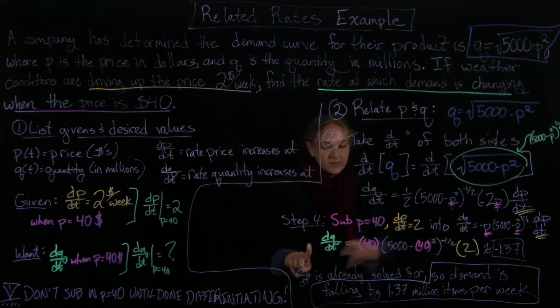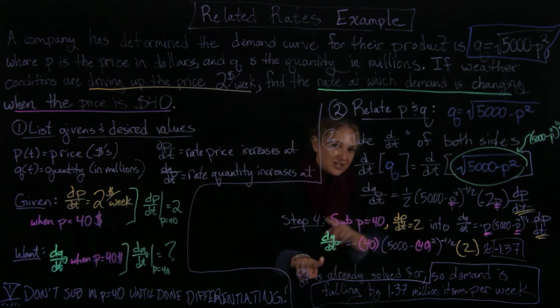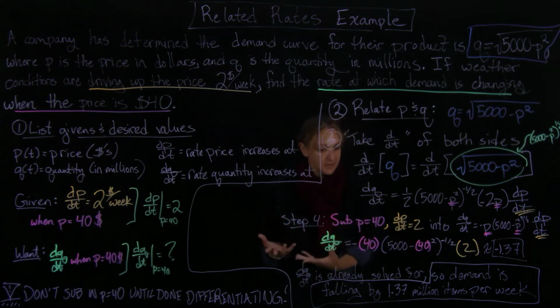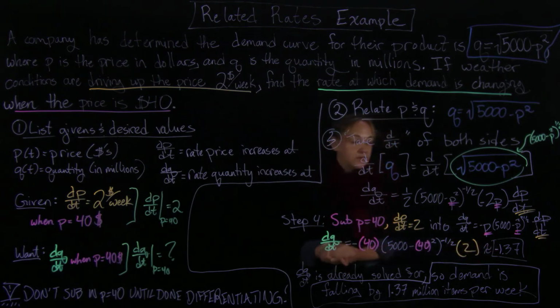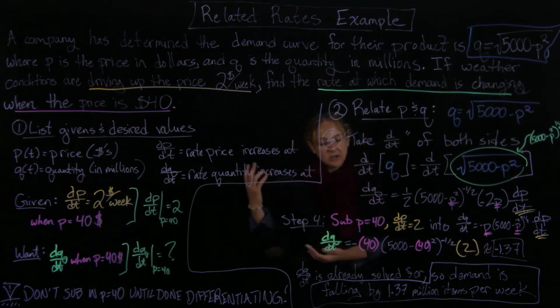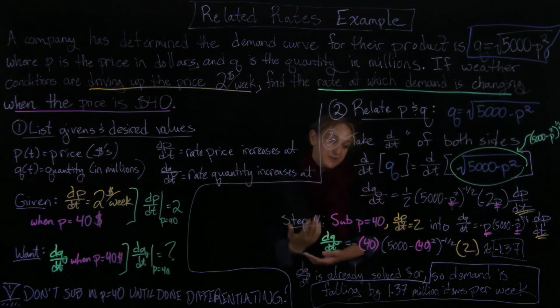And then at that point, we can solve for dq/dt. At this point, it's already isolated because of the particular function. It might not always be. And because we got a negative value for dq/dt, that told us that we were actually looking at the rate at which the demand is falling.